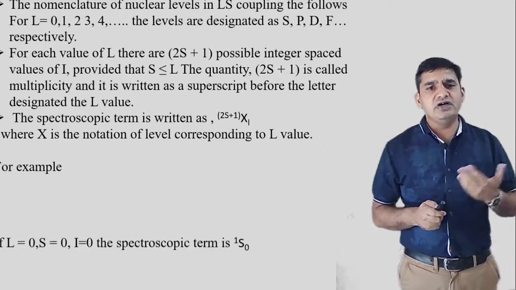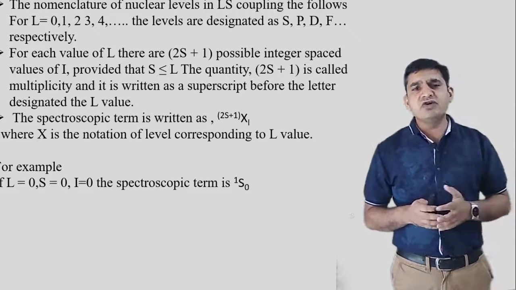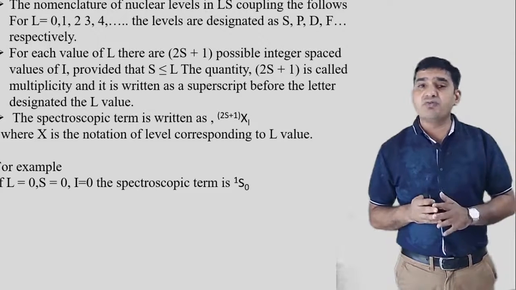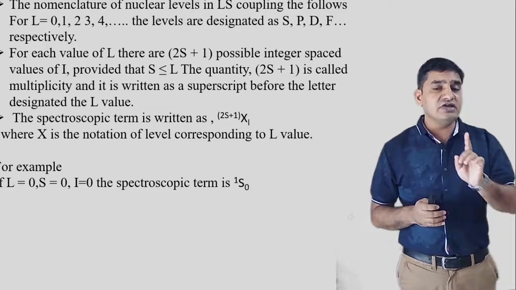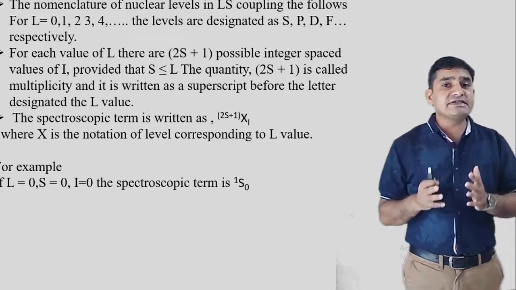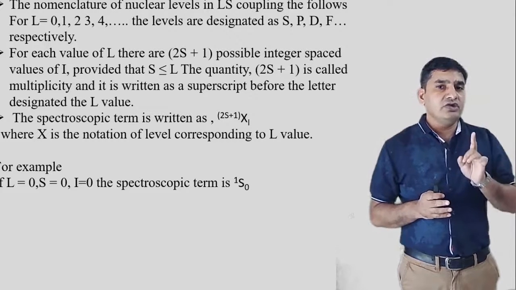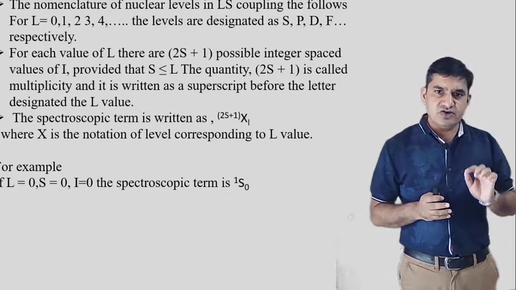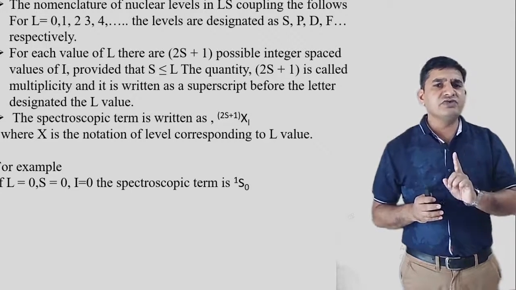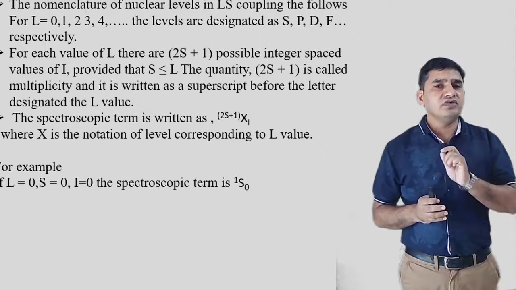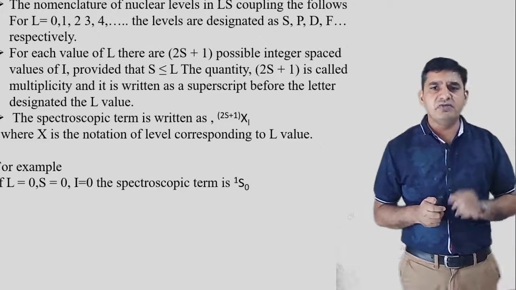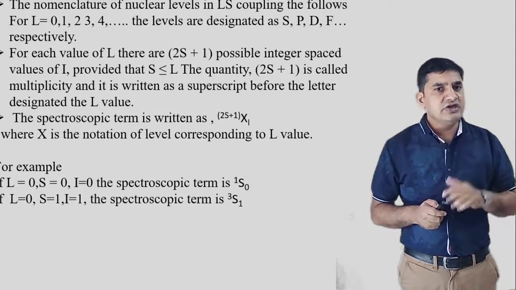Now we have to see different forms. So if L is equal to 0, S is equal to 0, J is equal to 0, then the spectroscopic term is S. Here we can denote it X with 2S plus 1, where S is equal to 0. So 0 into 2 is 0, plus 1 it is 1. So 1S0, value of J is 0, and therefore the spectroscopic term is 1S0.